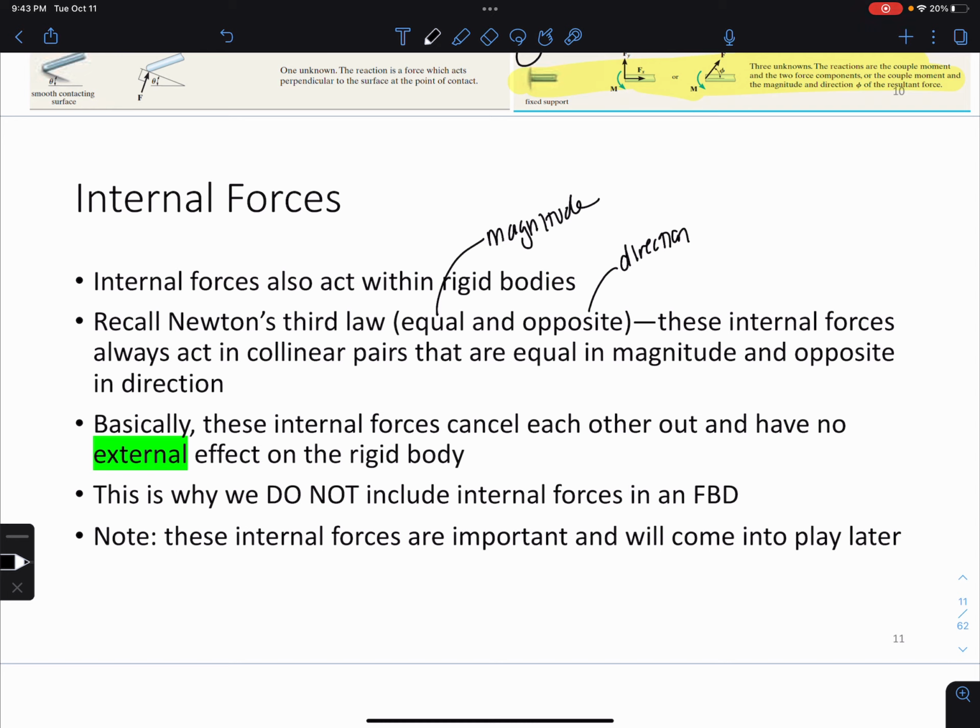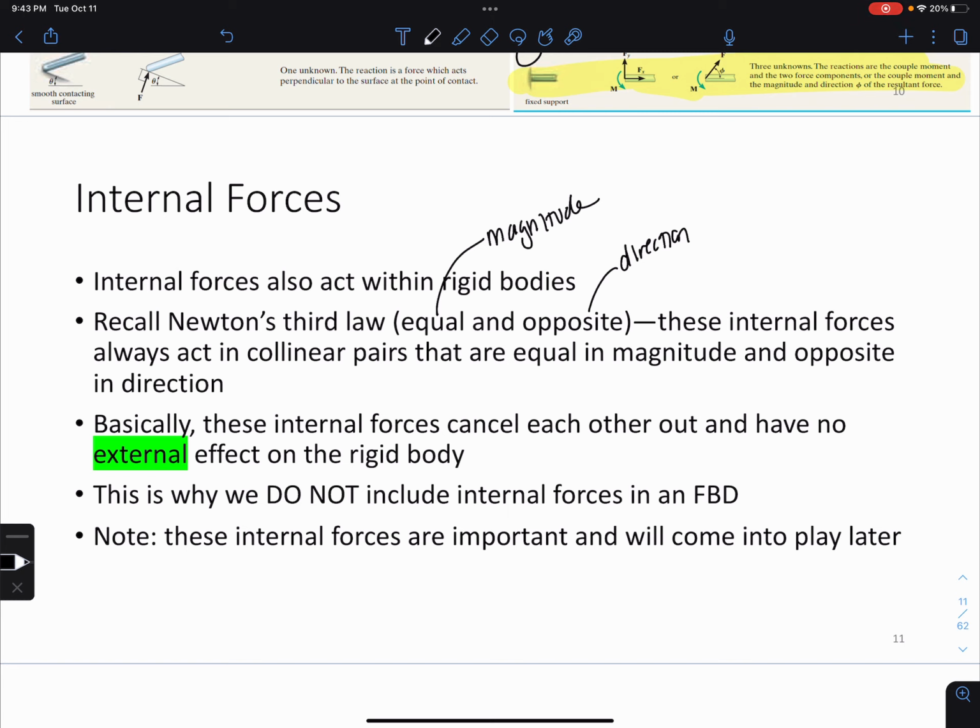For every action, there is an equal and opposite reaction. If I place my hand on a table, that table exerts an equal and opposite normal force coming right back up, and we learned that from physics. Because these internal forces cancel each other out, like my hand on the door and the door pushing back on me, I don't need to include internal forces in my FBD.